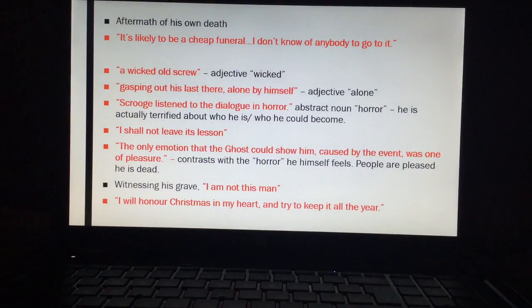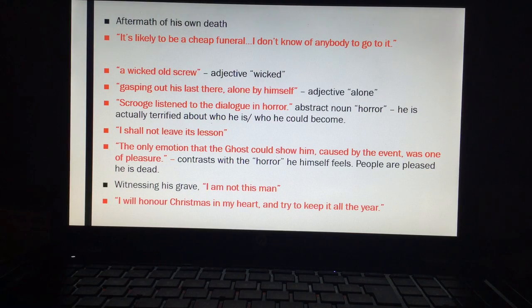And the future then. So we know at the end of the book, when the ghost of the future's there, Scrooge is dead, isn't he? Now it's the aftermath of his death, and people are discussing his death. And what we get is this. It's likely to be a cheap funeral. I don't know of anybody to go to it.